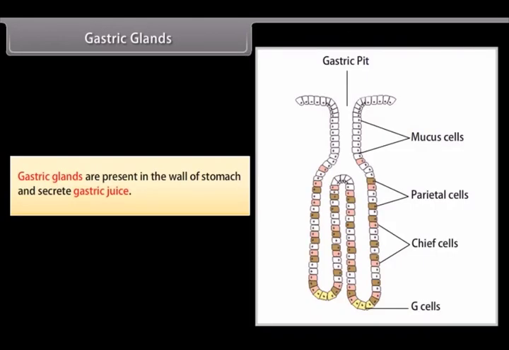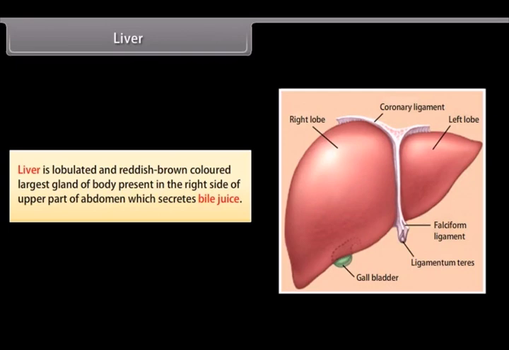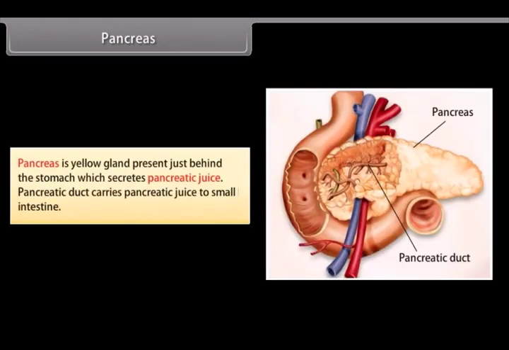Gastric glands. Gastric glands are present in the wall of the stomach and secrete gastric juices. Liver. Liver is a lobulated and reddish-brown colored largest gland of the body, present on the right side of the upper part of the abdomen, which secretes bile juice. Pancreas. Pancreas is a yellow gland present just behind the stomach which secretes pancreatic juice. Pancreatic duct carries pancreatic juice to the small intestine.